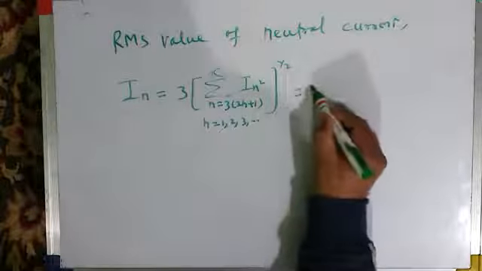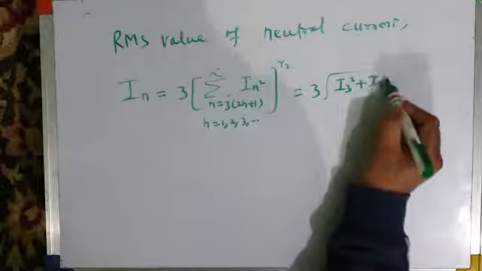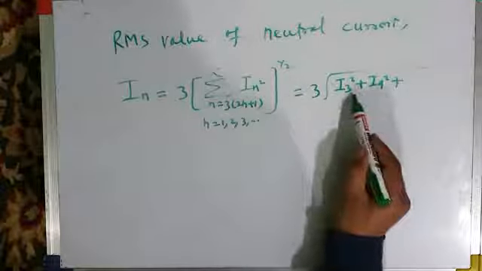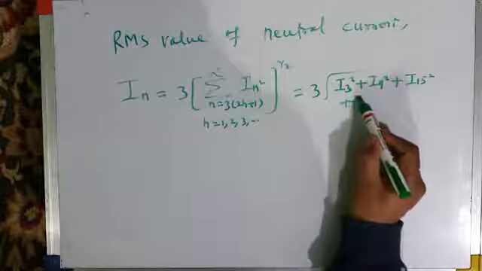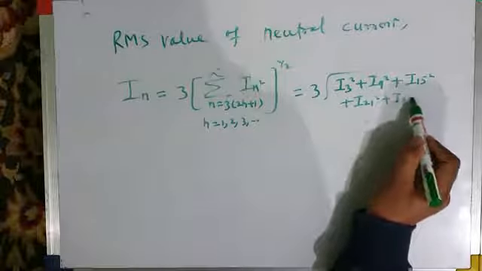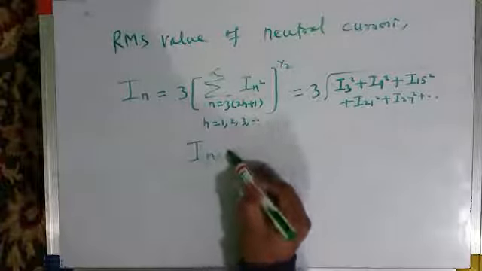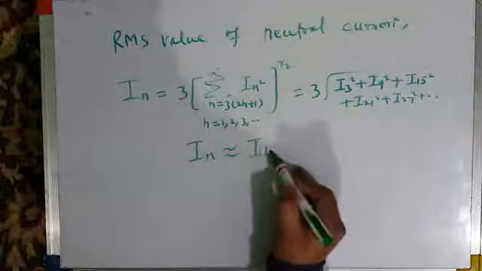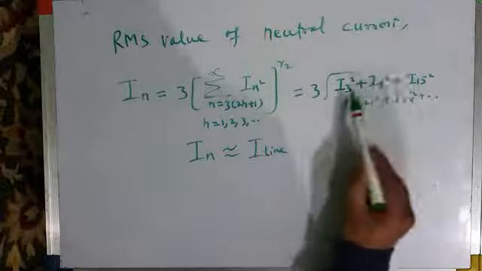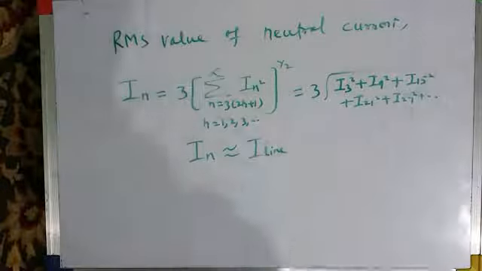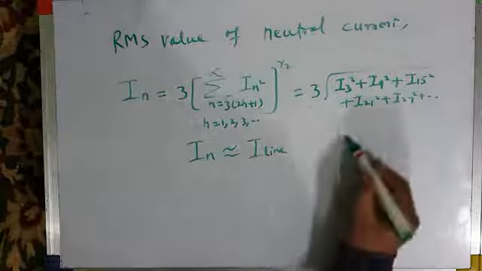If you expand this, it will be 3 times under root of I3 square plus I9 square, because the neutral current is because of triplen harmonics only. So 3rd, 9th, 15th harmonic: I15 square plus I21 square plus I27 square plus so on. And let me tell you, the RMS value of neutral current is very nearly equal to line current, because it is not 3 IN, it is 3 into under root of I3 square plus I9 square plus I15 square and so on. Out of these triplen harmonics, the third harmonic component of current has a high amplitude.